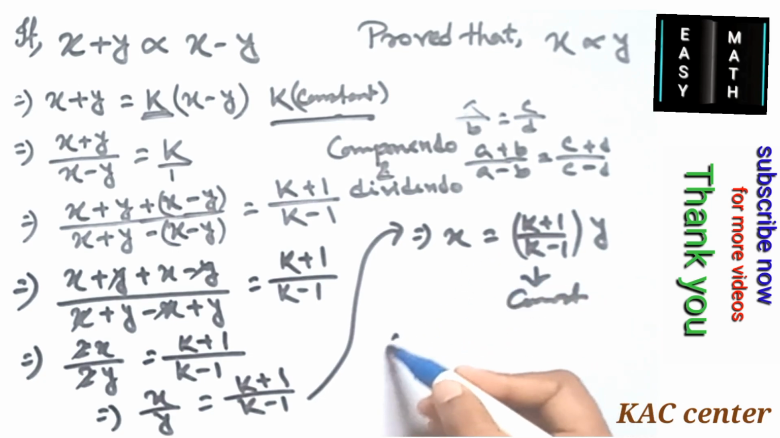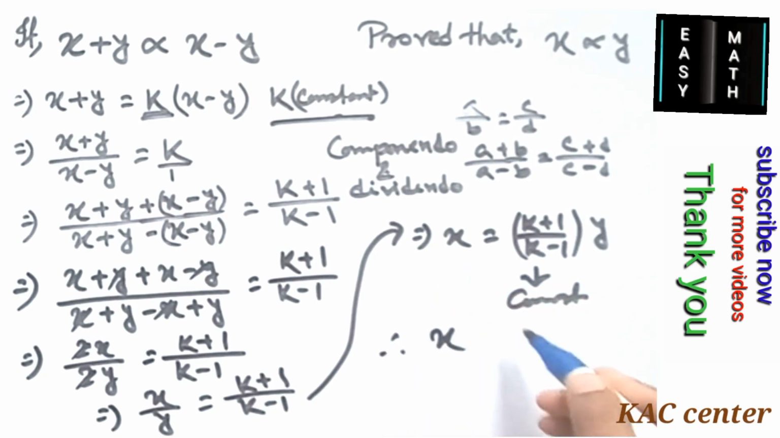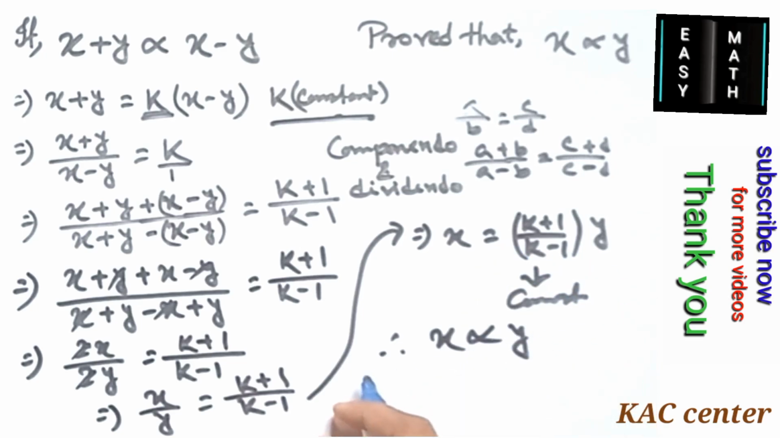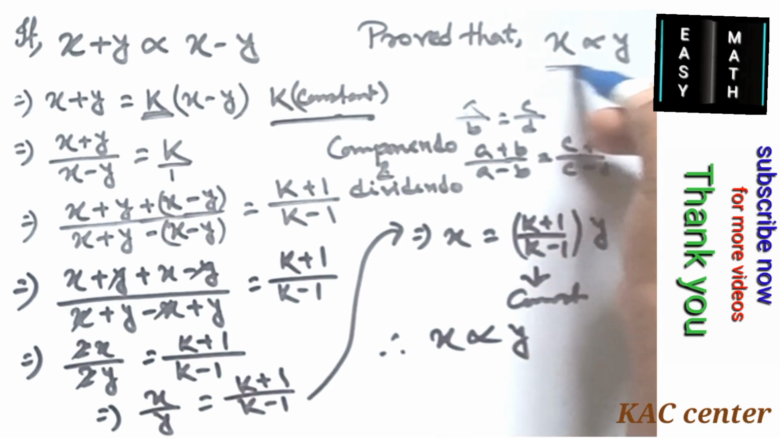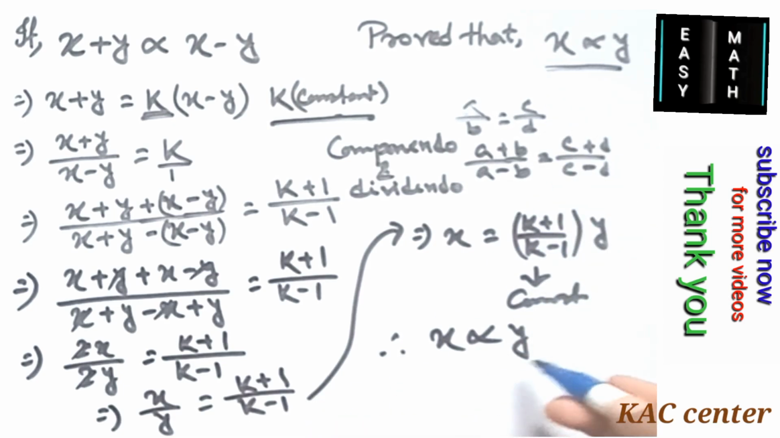So we can write x is proportional to y. So we can write this. So this is the proof.